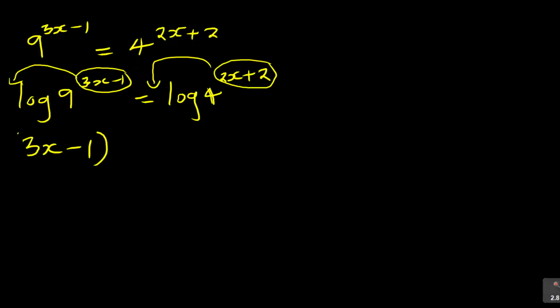Put a bracket, please. Log 9. You see? So that you avoid this situation whereby if you didn't have this bracket and this bracket, how was it going to look? It was going to look like 3x log 9 minus 1 log 9. Are you seeing that? So avoid that. I'm just reminding you. I know it's basic, but it's very important. Is equal to 2x plus 2 bracket log 4. Okay.